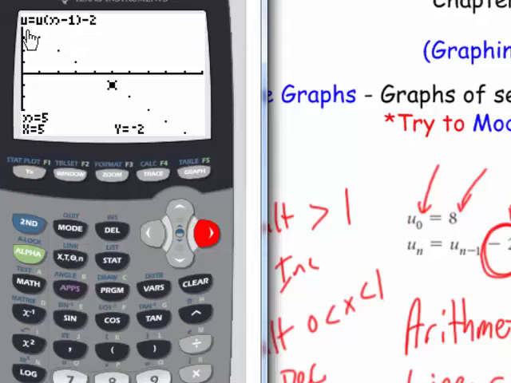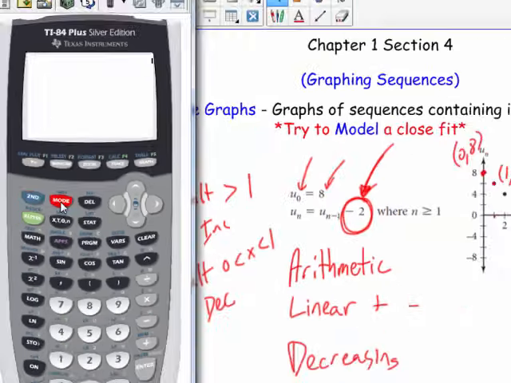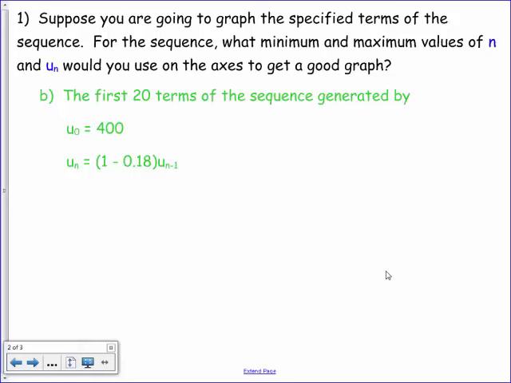And it also puts your recursive formula up top so you can see that. Okay, fancy stuff. So let's get some good practice on how we'd set up a table if we were to graph. So in number 1, it says, suppose you're going to graph the specified terms of the sequence. For the sequence, what minimum and maximum values of n and u sub n would you use on the axes to get a good graph?